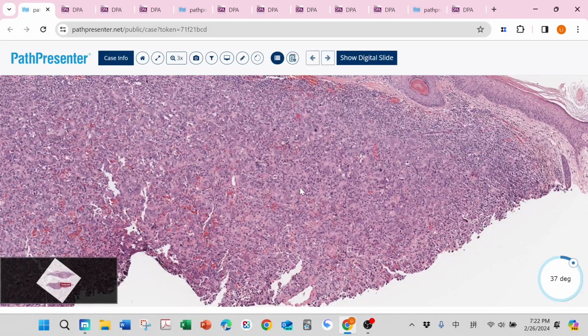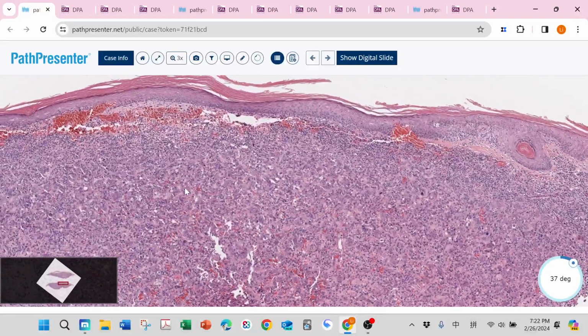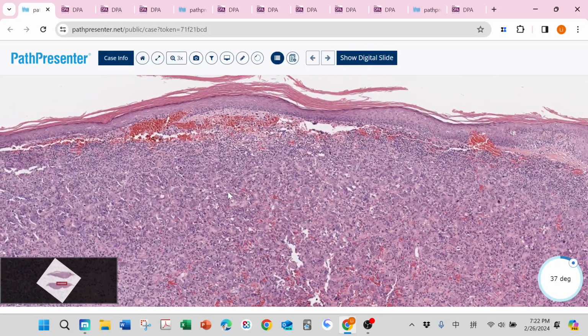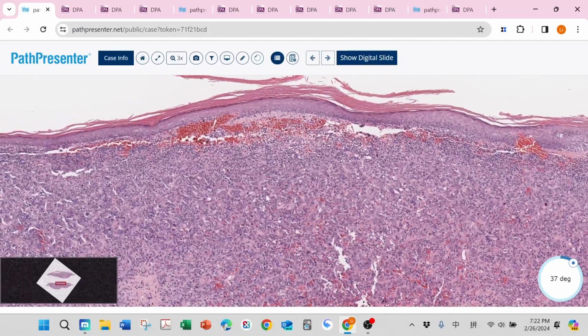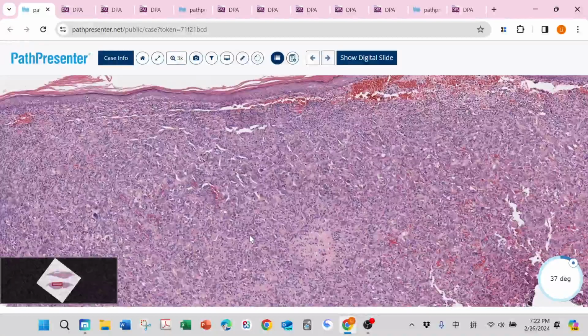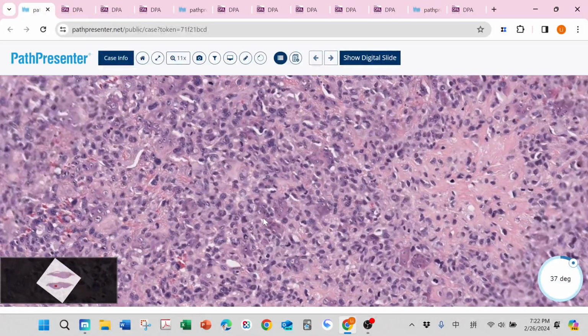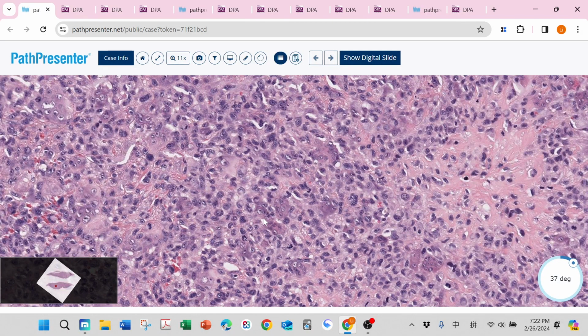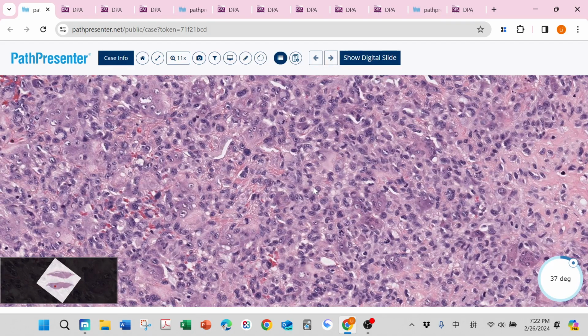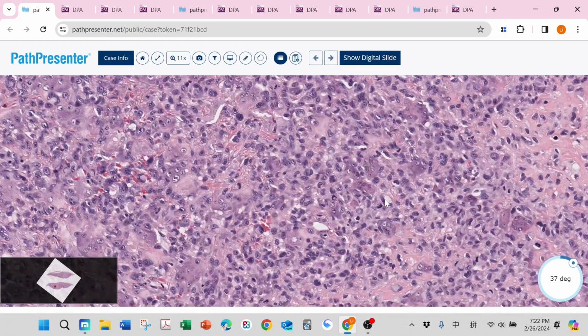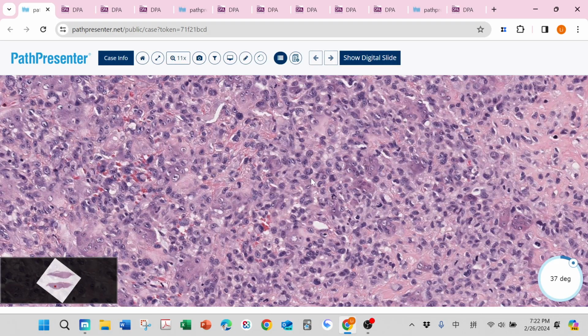Basically, we do not have a specific marker to highlight AFX. If you would like to highlight this lesion, you can use CD10, but CD10 is not specific at all. So when you diagnose this high-grade lesion, you need to do an immunostaining panel. To rule out squamous cell carcinoma, you can do P63, P40, CK5/6, and high molecular weight cytokeratin. You can see tons of mitosis here.